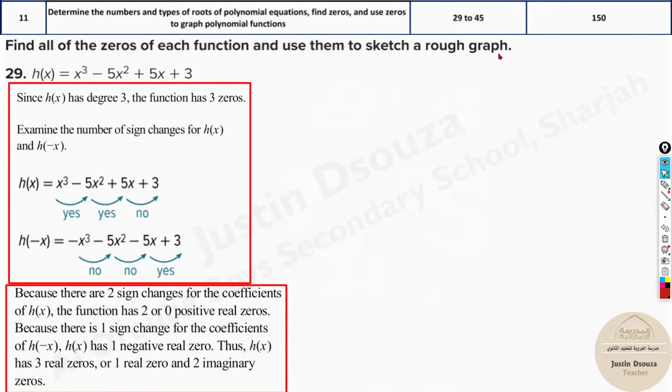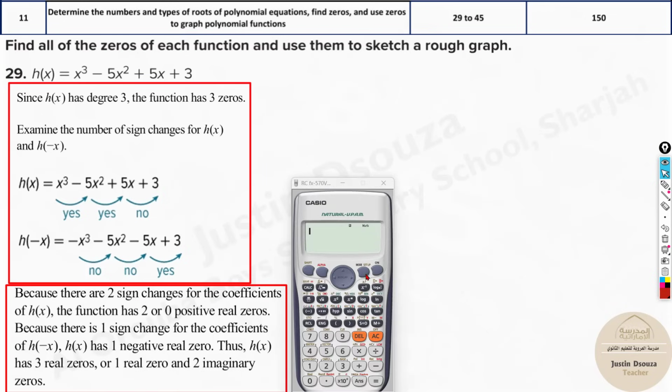Since it's cubic, you can directly solve it. Just use your calculator. It's better we start by clearing the calculator once: Shift 9 3 equal AC. It's cleared. Now we will do Mode 5 and option number 4 for cubic. What are the coefficients? It's 1, minus 5, 5 and 3. So the answers are negative 0.41, 3 and 2.41.